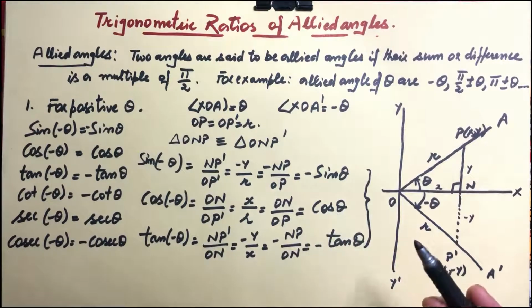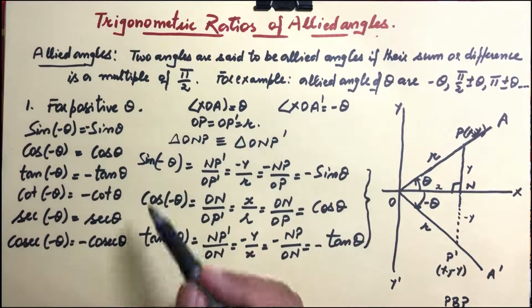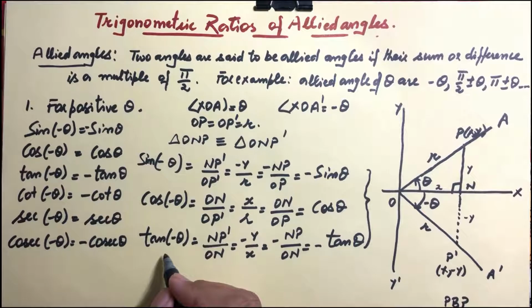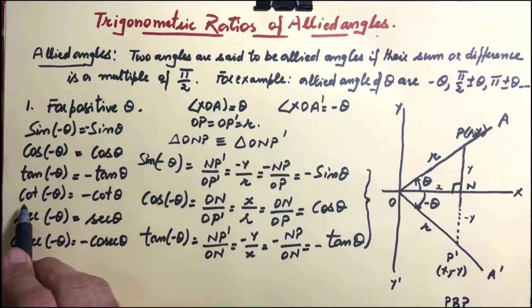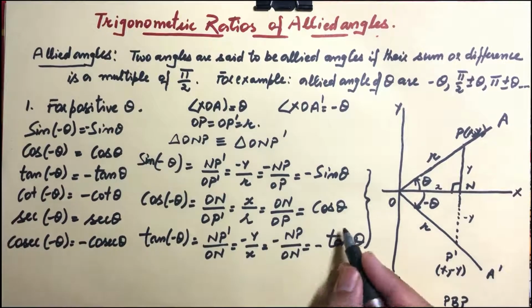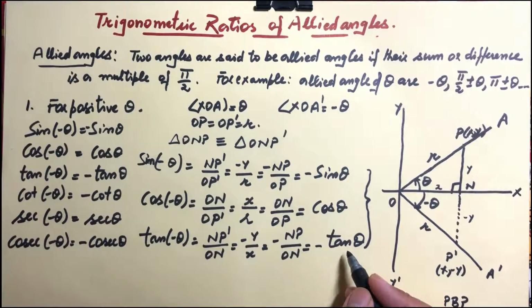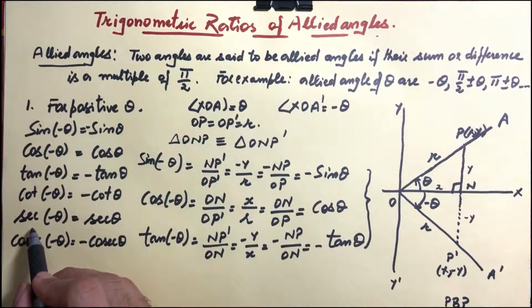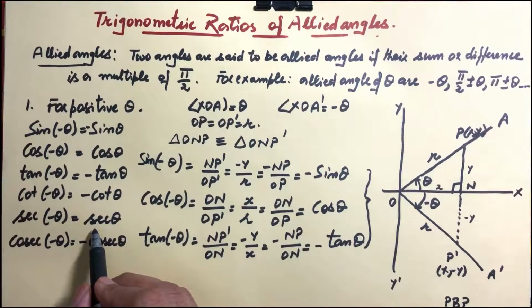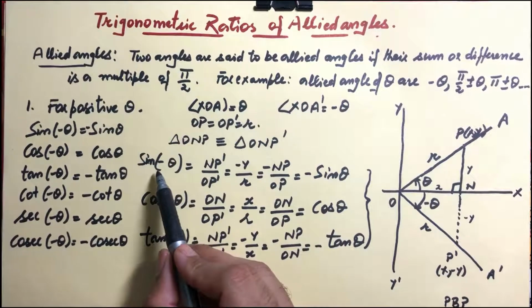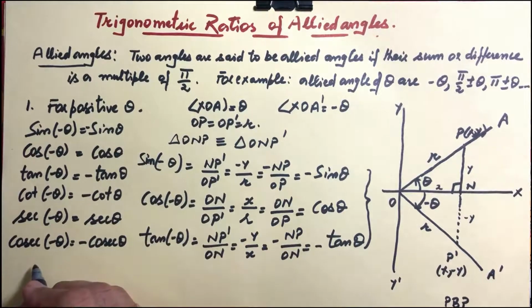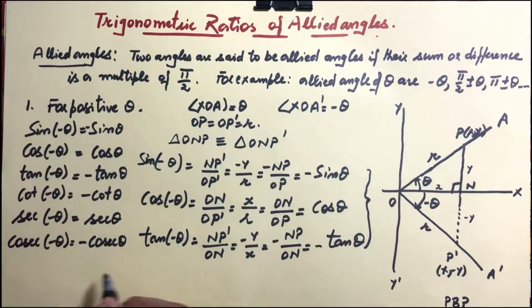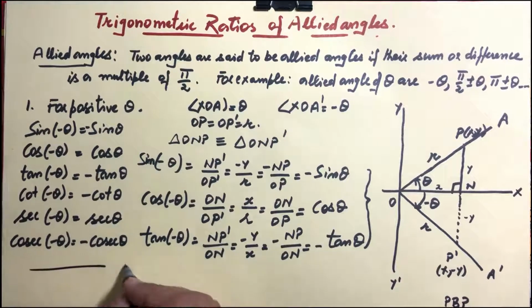Now taking their reciprocals: the reciprocal of tan minus theta is cot of minus theta, and on the right hand side we get minus cot theta. The reciprocal of cos theta is secant theta, so we get secant of minus theta is secant theta. Similarly, the reciprocal of sine minus theta is cosecant, so cosecant of minus theta is minus cosecant theta. So this is how we prove these results.